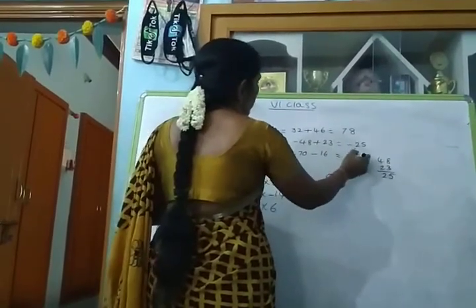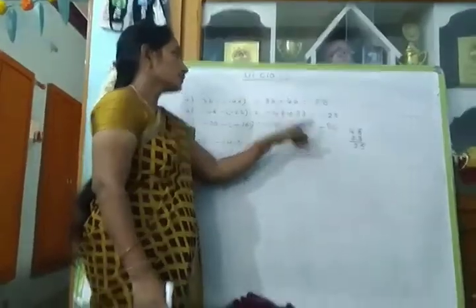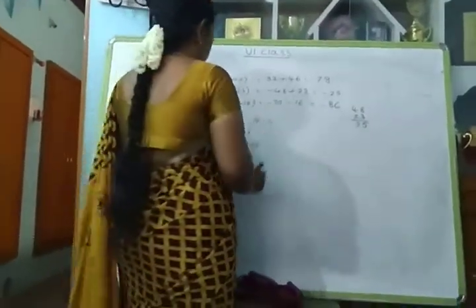Next one, minus 70 plus into minus minus 16. Both are negatives. What do we have to do? Both we have to add. Minus 86.